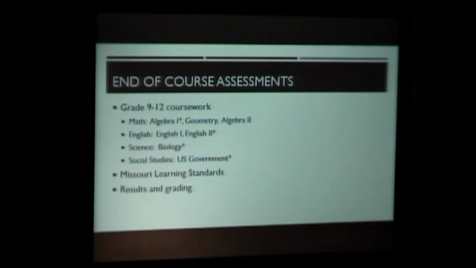The EOC exams do count on the students' grade in the course that they're taking. Typically, they will count for the same as a regular test, but they are factored into their end of year grade. So those will be scheduled such that we can get results back in time to include those.